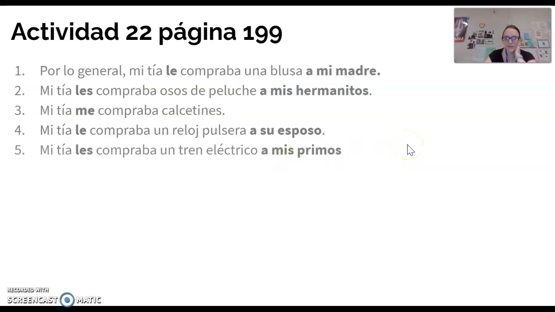Number 5, mi tía les compraba un tren eléctrico a mis primos. So since we have "les," I have to add the clarification. And even though it looks repetitive in Spanish, you do have to have both. Okay? And on number 6, mi tía nos compraba dulces. My aunt used to buy candies for us.